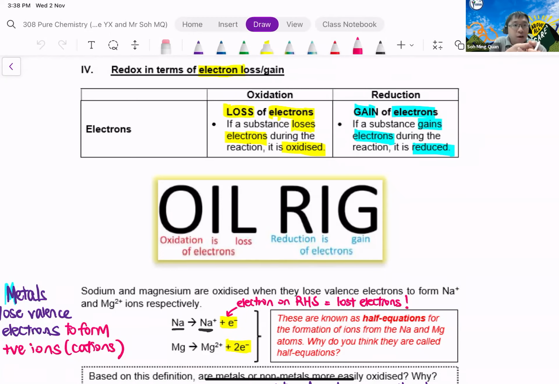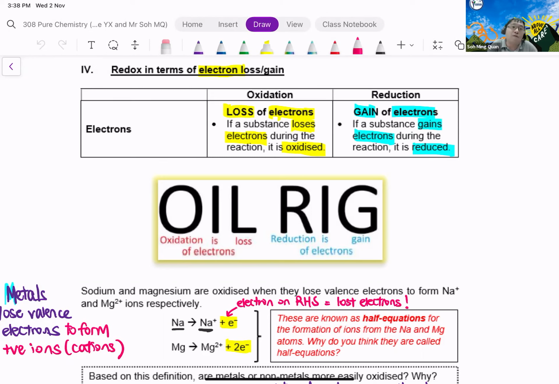But we know that in a chemical reaction, electrons are commonly lost or gained. So this definition of electron loss and gain is indeed very applicable, okay? We learned yesterday, oxidation is loss, reduction is gain of electrons. So this acronym, OIL RIG, is an important acronym to learn.